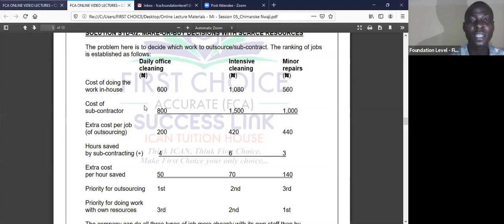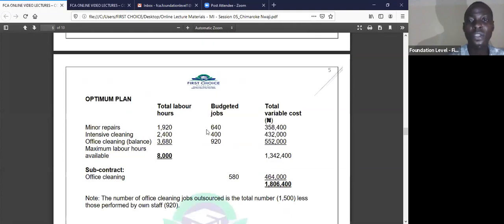We are doing 640 jobs. So what do we do? 3 times 640. That is 1,920. So that's the total hours we are spending, 1,920 for doing these minor repairs.